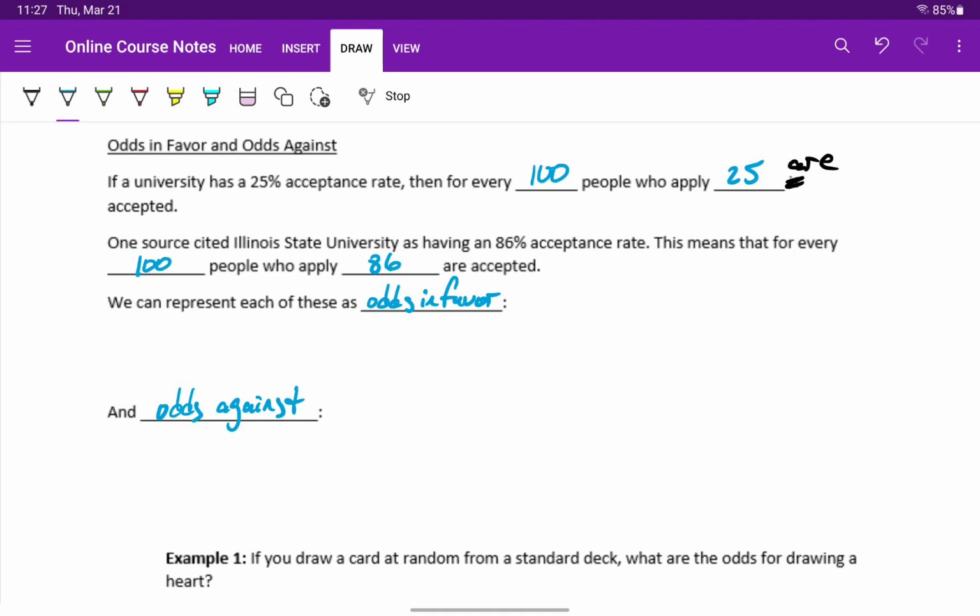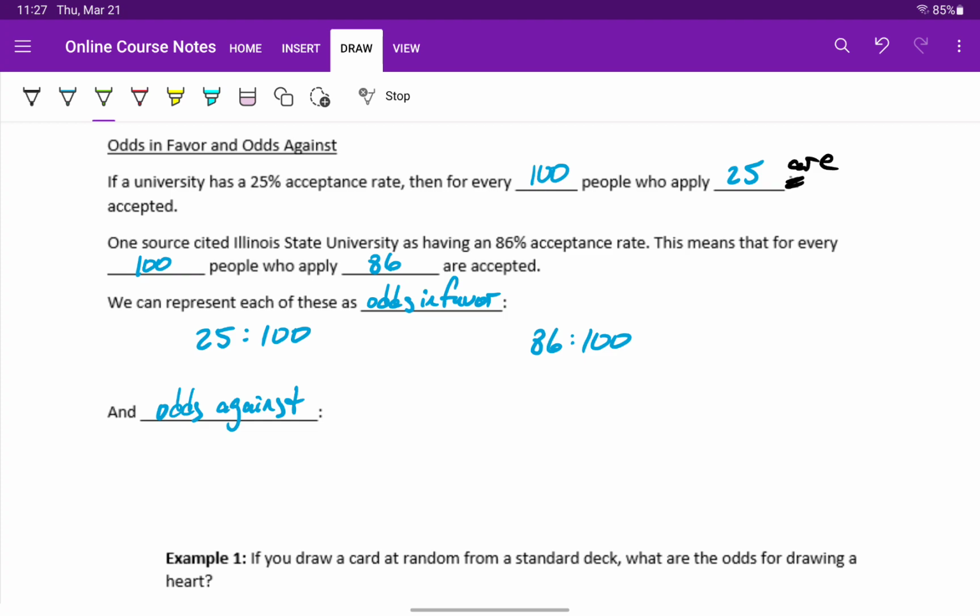The 25% acceptance rate we could represent as 25 colon 100, meaning 25 to 100. And the 86% acceptance rate we could represent as 86 to 100 odds in favor. Now, even though we use this different notation, putting a colon between the two numbers, really these values are still just fractions, meaning that we can look at reducing the numbers on each side.